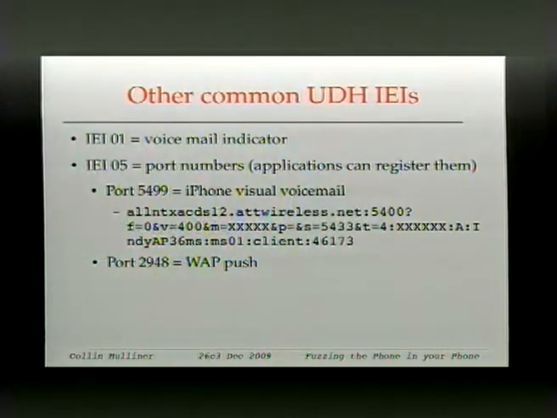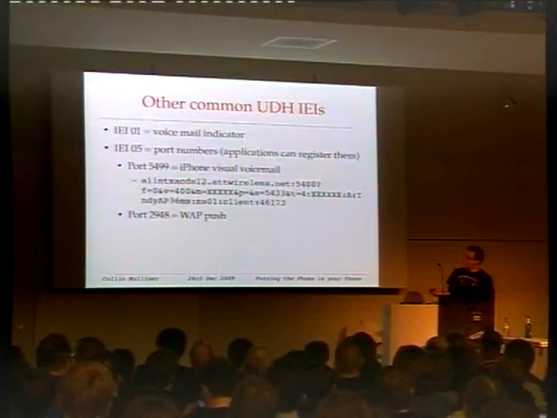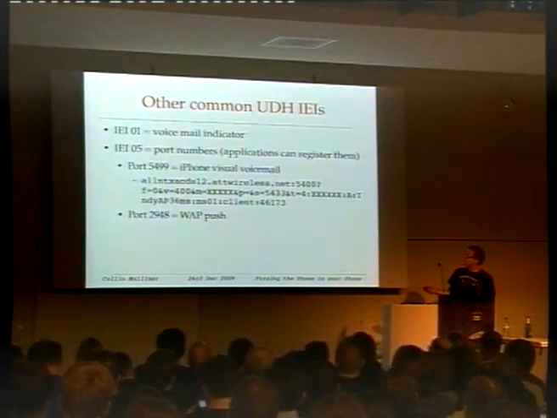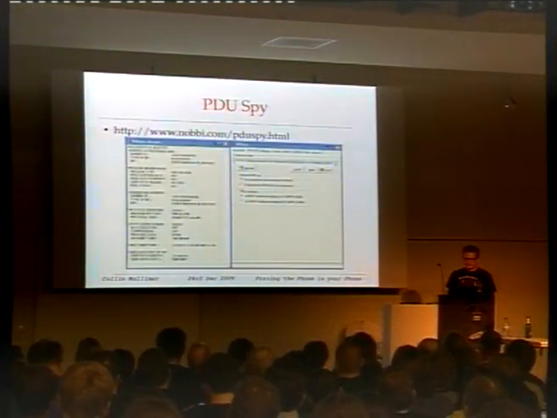Then you have other user data headers. For example, the voicemail indication, which is mostly used in the US, as far as I know, not here, where you can set some nice icons on your phone which tell you, hey, you have a new voicemail. And you have port addressing, like TCP/IP. You can say here, send this SMS to a port. For example, this is the iPhone visual voicemail, which is just sent to this port, and which is basically a URL where the iPhone then gets something. Then you have stuff like push. So this is just port addressing.